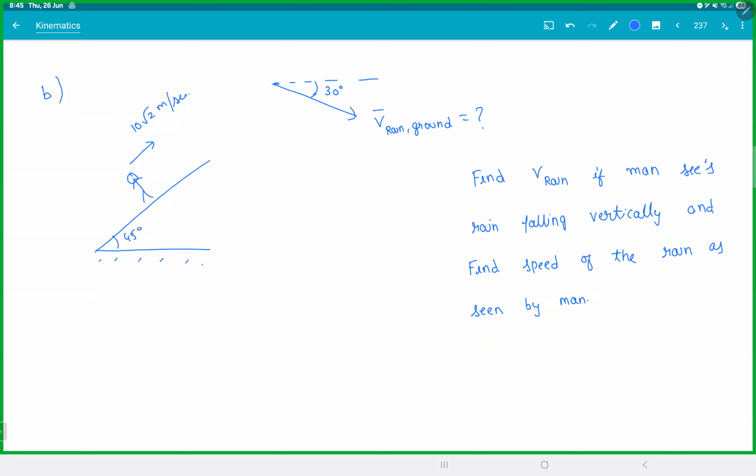Let's see. Yeah, I think the speed looks messed up. 20. Got such a good number. Most people got 20 by root 3. Yeah, answers look bad. Let's see.